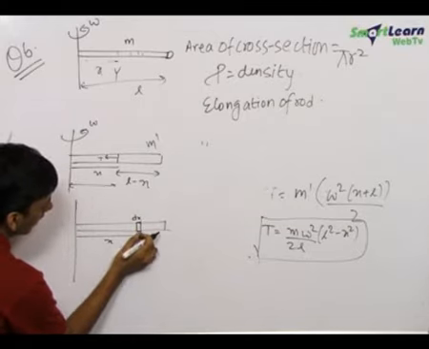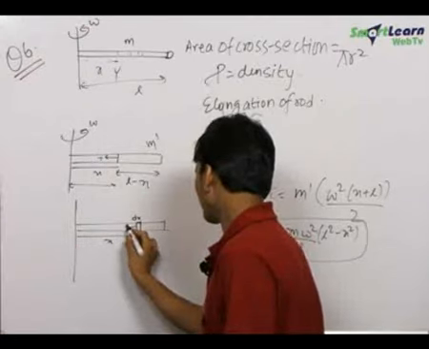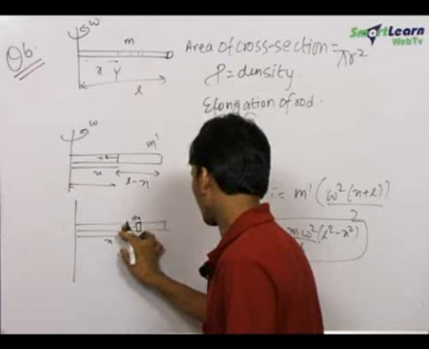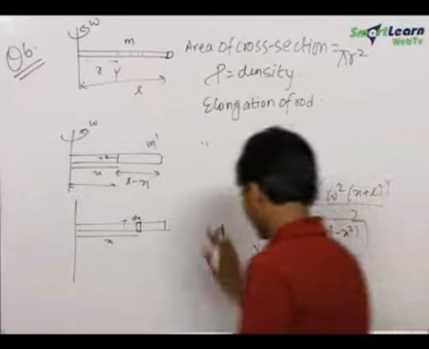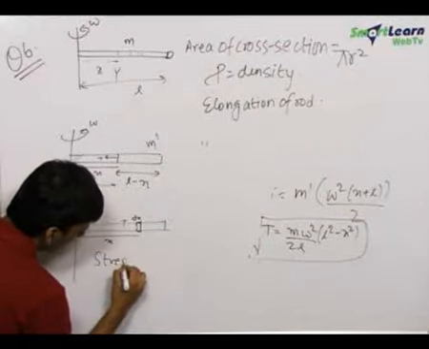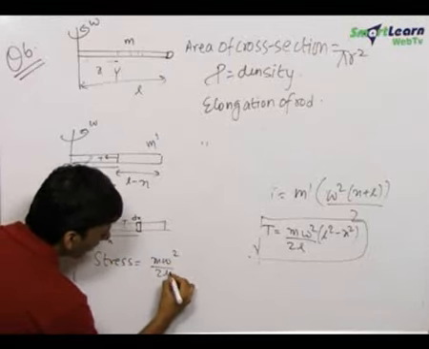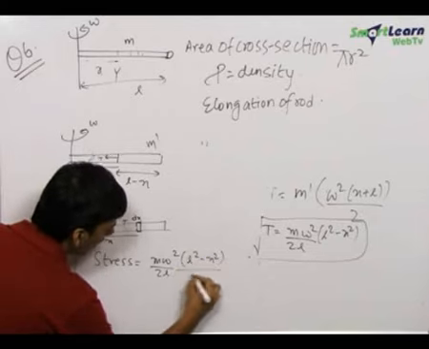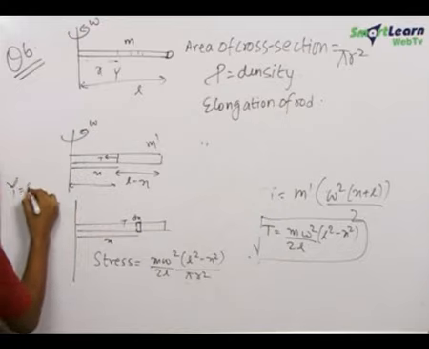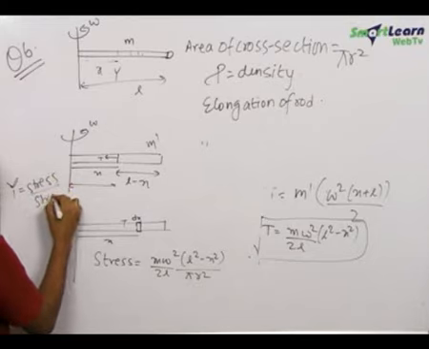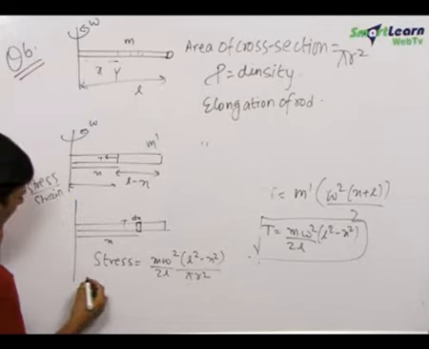an element of thickness dx at a distance x from the axis. Now the tension here, as we know, will be equal to m omega square upon 2L into (L square minus x square). Therefore, we can write the stress to be equal to P upon A, that is m omega square upon 2L into (L square minus x square) upon pi r square. This is the stress. We know that Y is equal to stress upon strain, where strain is equal to change in configuration upon original configuration. Therefore, the strain can be written as stress upon Y.